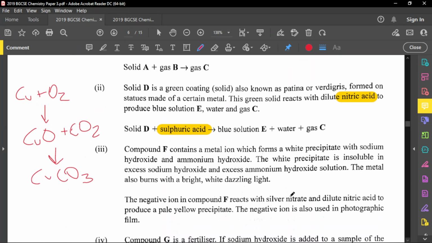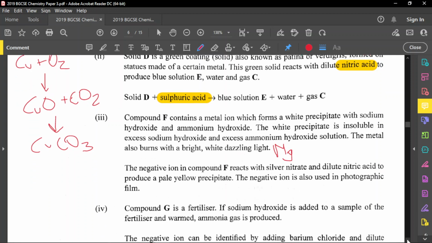It says compound F contains a metal ion which forms a white precipitate with sodium hydroxide and ammonium hydroxide. They said the white precipitate is insoluble in excess sodium hydroxide and excess ammonium hydroxide solution. They said the metal also burns with a bright white dazzling light. And once you see a metal burning with a white dazzling light, you're sure that it is magnesium. Magnesium burns with that bright dazzling white color.